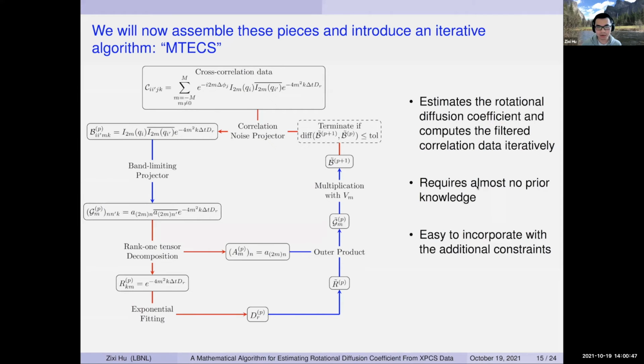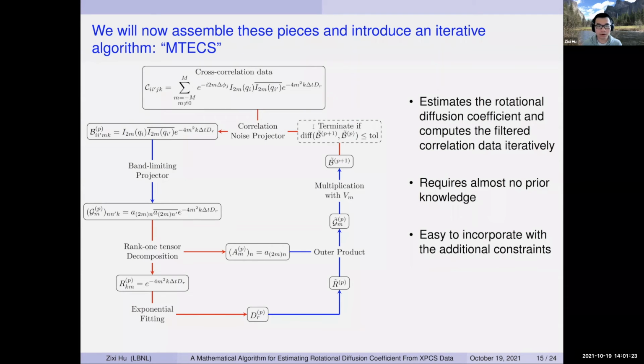Second, the MTECS algorithm requires almost no prior knowledge, except a rough estimate of the diameter of the particles, which is used by the band limiting projector here. It doesn't have to be a super precise estimation, so it can be easily obtained in practice. Third, when additional prior knowledge is available, MTECS can be easily modified to capitalize on such information. For example, if we know the particles have 4-fold or 6-fold symmetry, we can change the correlation noise projector by deleting some terms in this summation, which means we can do a little bit of modification to the linear system we mentioned before.